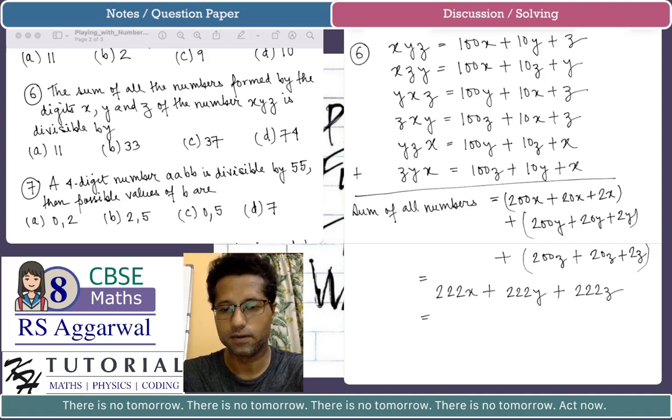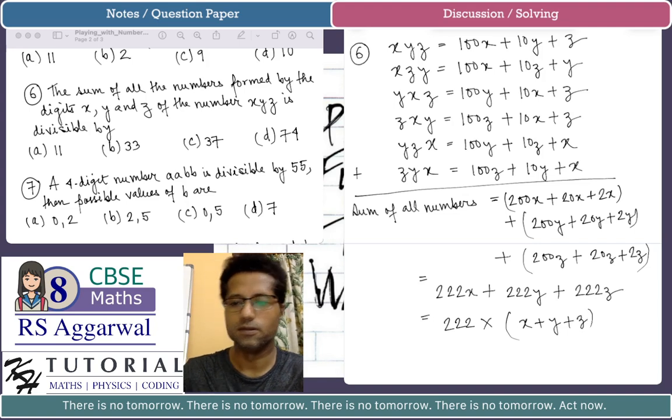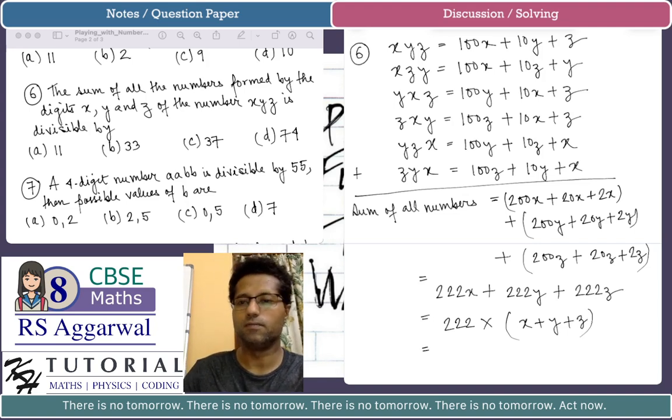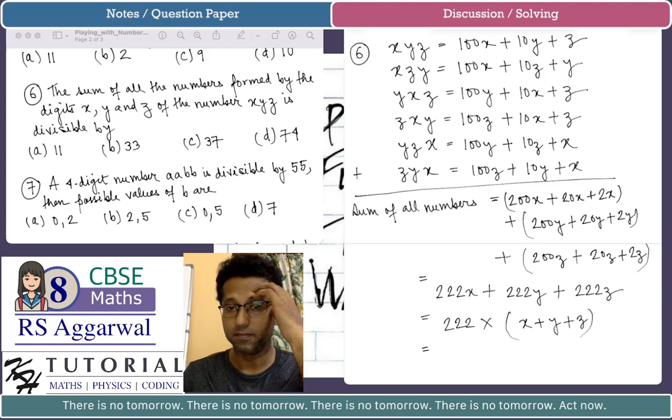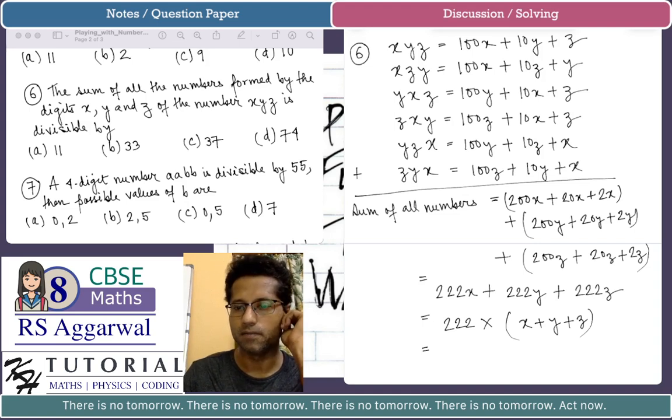So we can take 222 common, and we have x plus y plus z. So the sum of all the numbers formed from a 3-digit number xyz by changing the positions of the digits x, y, z is 222 multiplied by x plus y plus z.